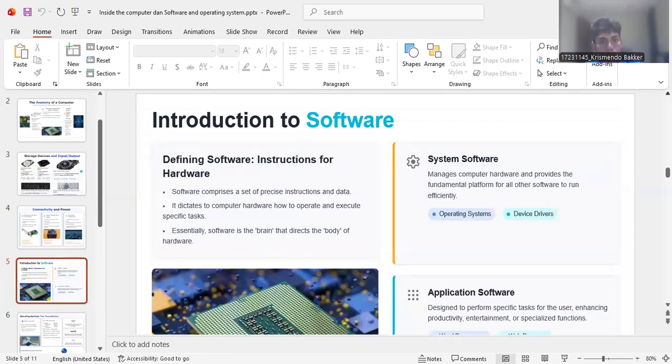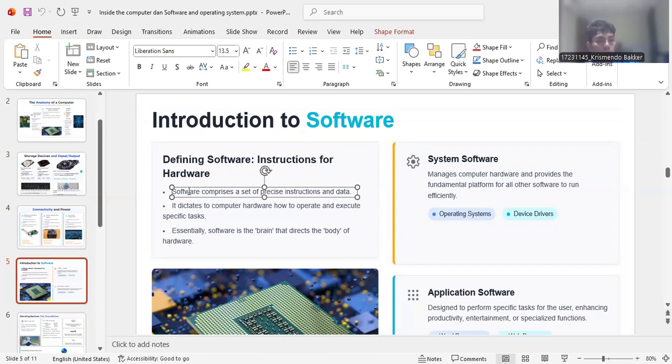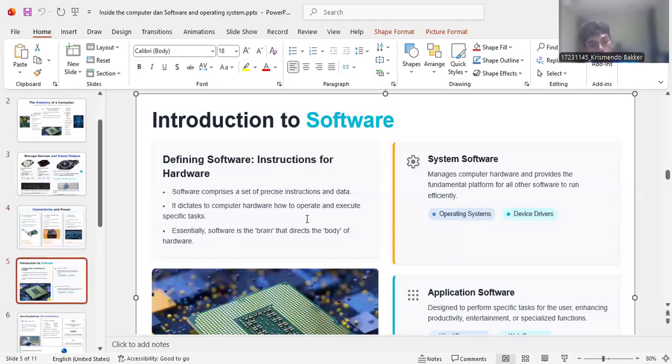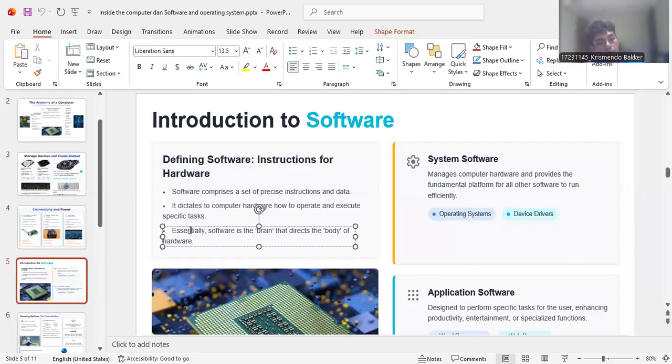Next page. We talk about what is software. Defining software: software is instruction for hardware. Software comprises a set of programs, instructions, and data. It dictates to computer hardware how to operate and execute specific tasks. Essentially, software is the brain that directs the body of hardware.